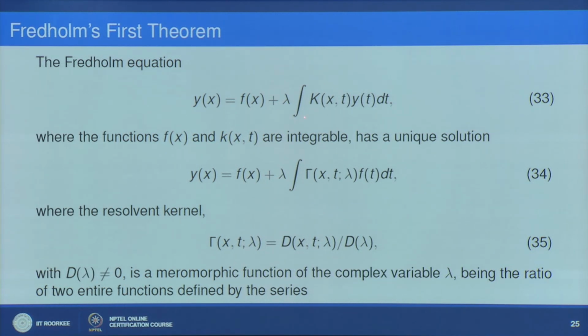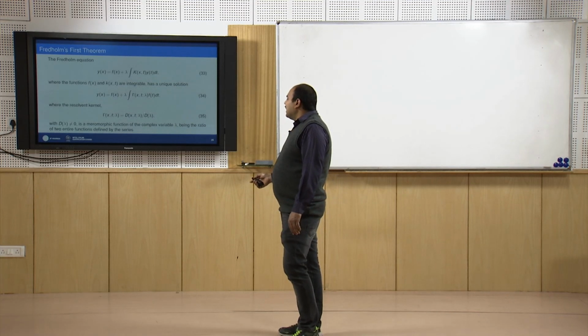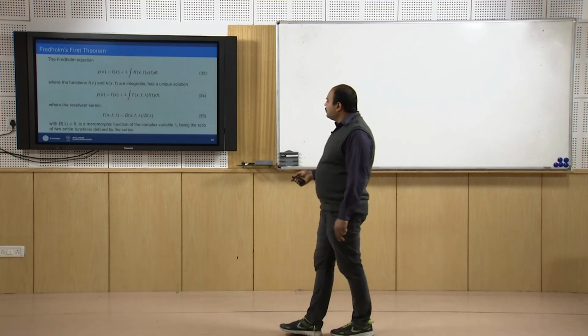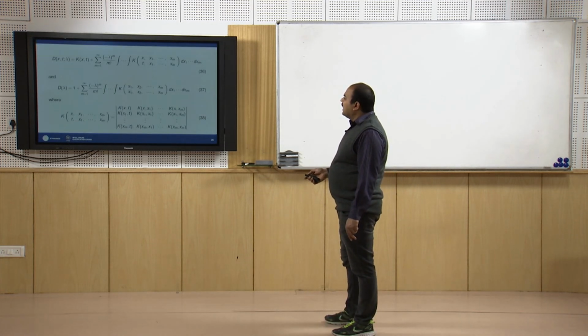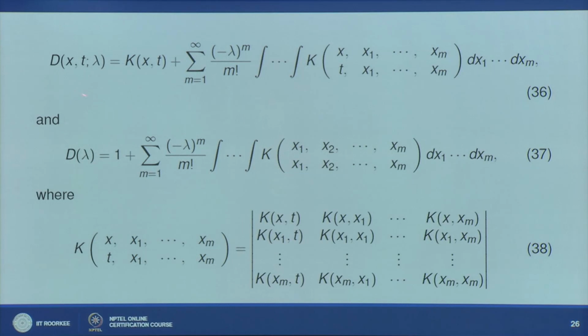So we are assuming that the constant lambda is such that D(lambda) is non-zero. The resolvent is a meromorphic function of the complex variable lambda. It means that gamma(x,t;lambda) is an analytic function, and it may have singularities only where D(lambda) is equal to 0, and this singularity is nothing but a pole kind of singularity.